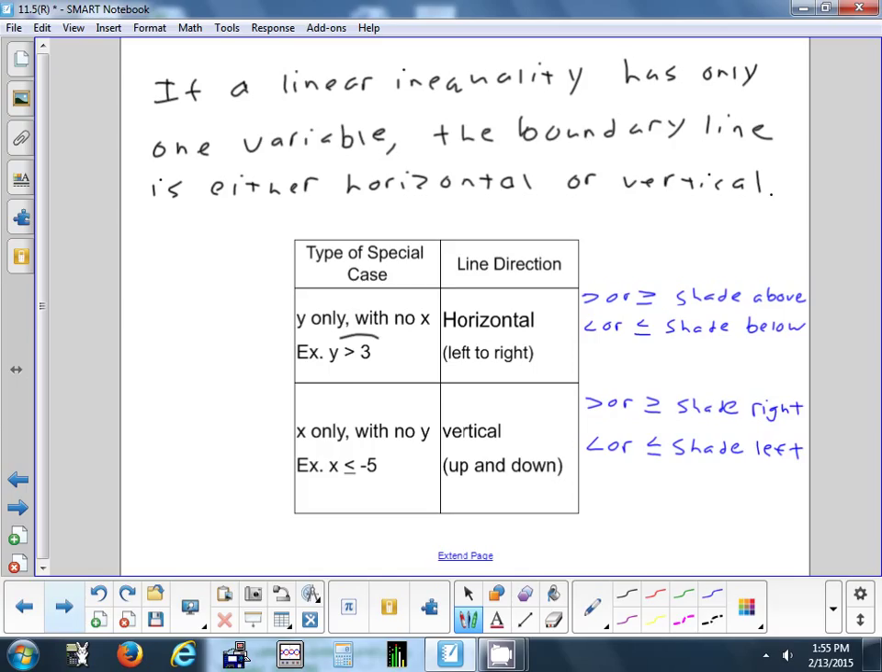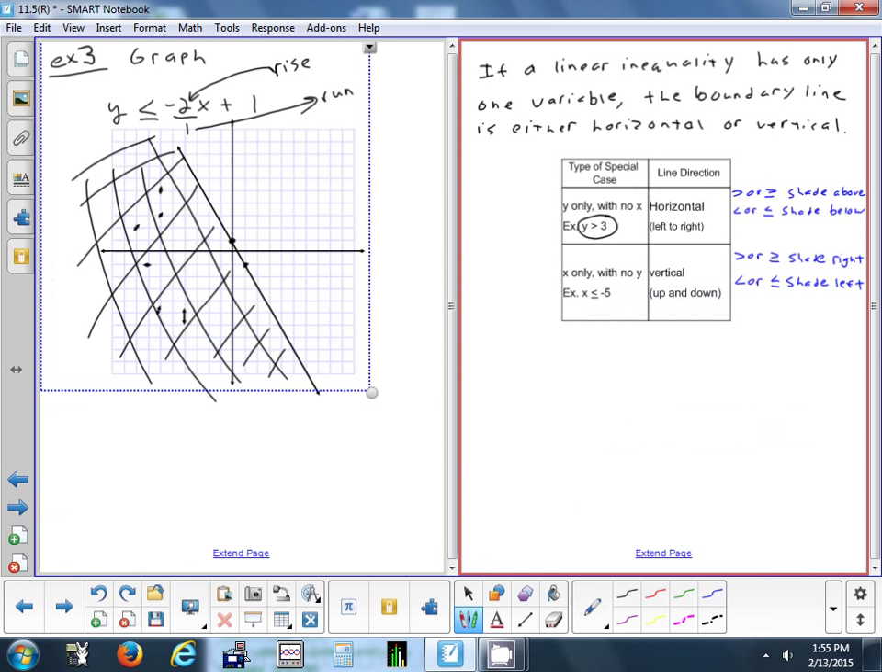Okay, notice what we got here. Y by itself, then a number. Look at the one we had before. It had an X and a Y. It's like we lost a letter. We just have one letter. Well, when you just have one letter, that's a special case.